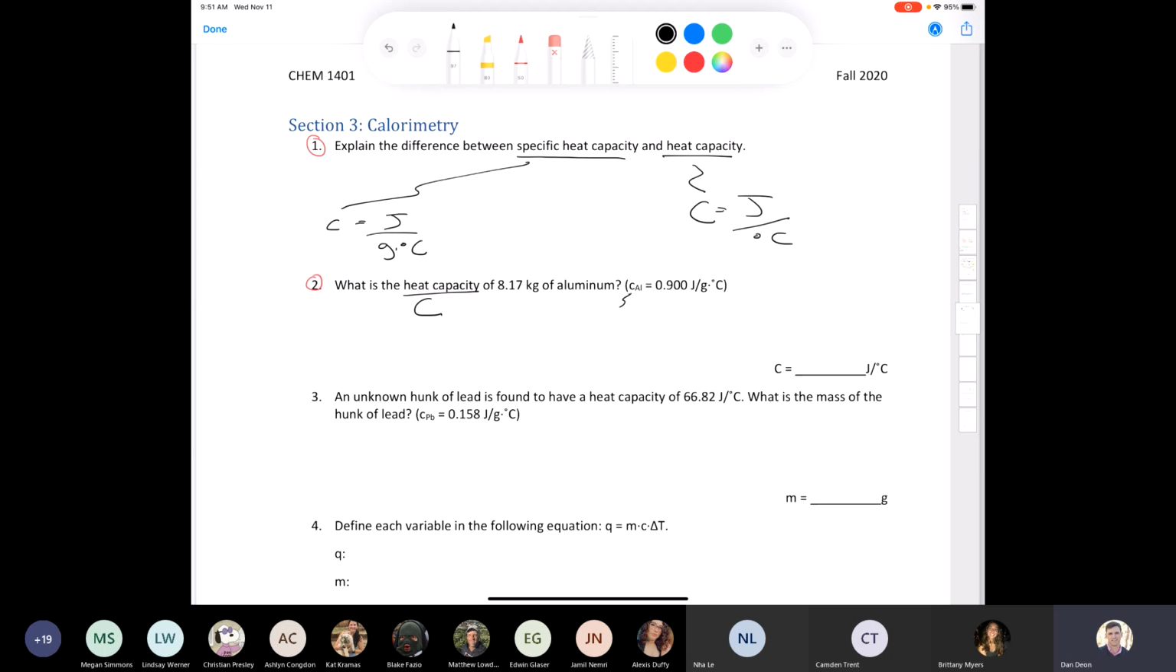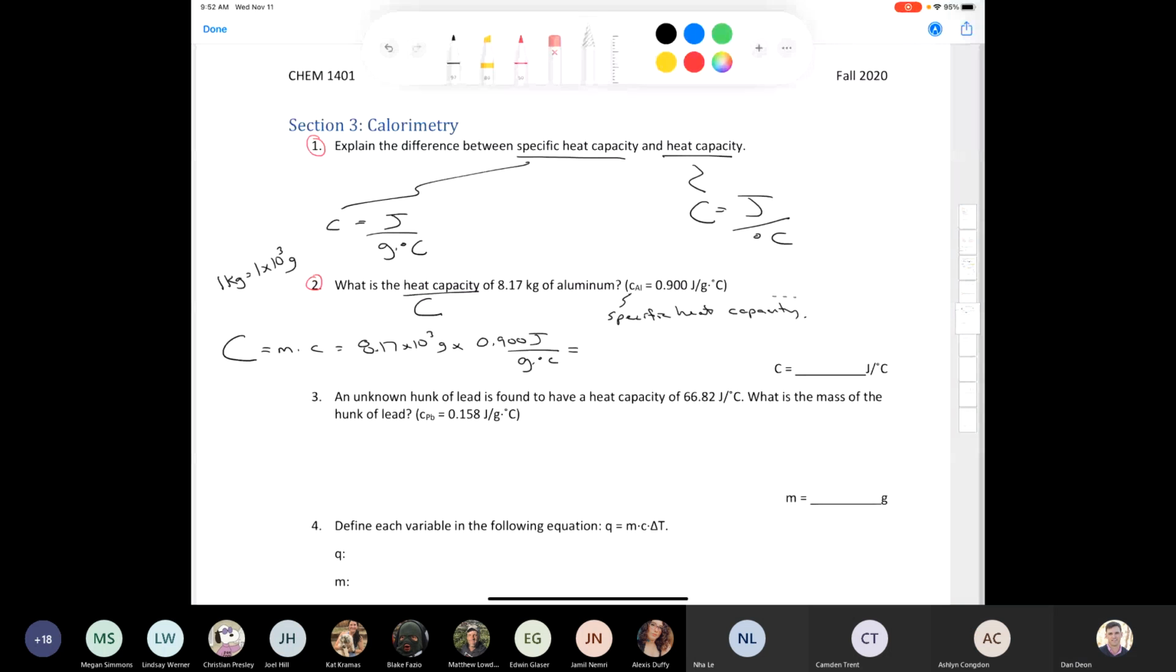And they give you the little c, the specific heat capacity. Now, what you notice is that big C, heat capacity, is equal to mass times specific heat capacity, isn't it? I'll prove it to you. If you convert this 8.17 kilograms into grams, and how can we do that? Well, we know that 1 kilogram has 1 times 10 to the power of 3 grams. We can just write out 8.17 times 10 to the 3 grams multiplied by 0.900 joules per gram degrees Celsius.